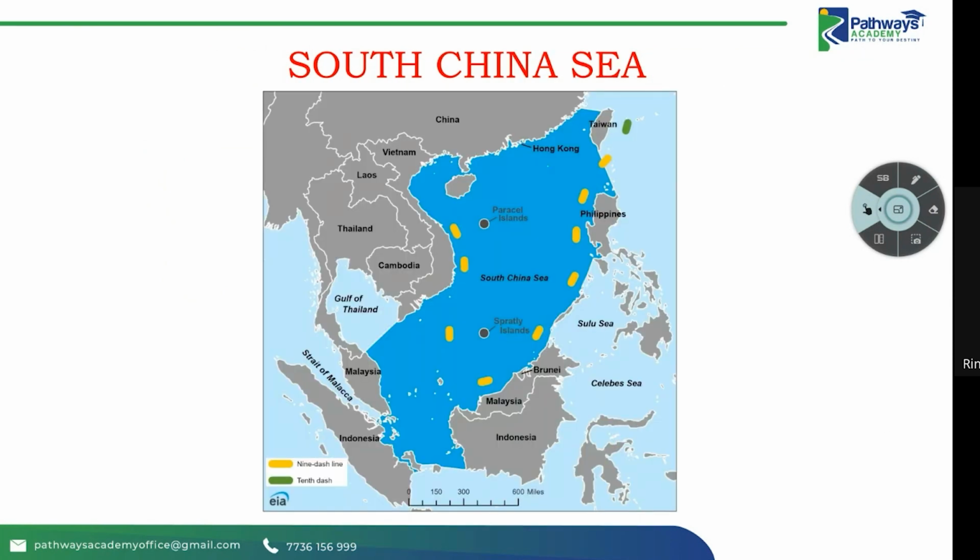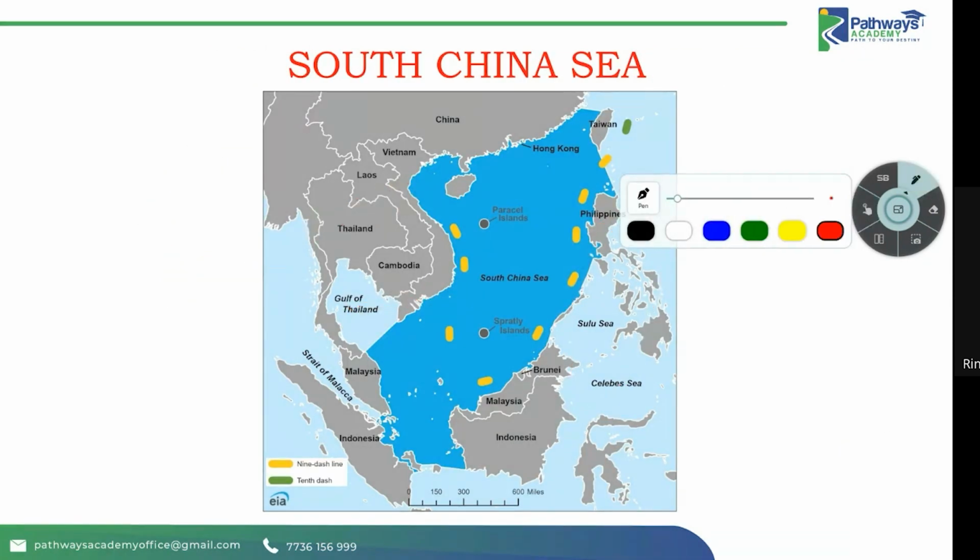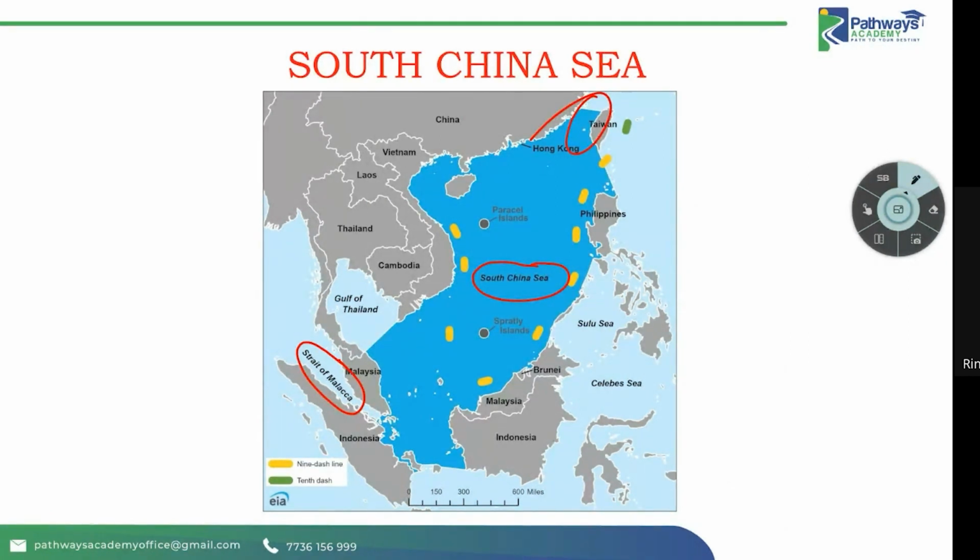Okay, next is the South China Sea. The South China Sea is a disputed area and it is a part of the Pacific Ocean. Please note it down. It extends from the Strait of Malacca to the Taiwan Strait.